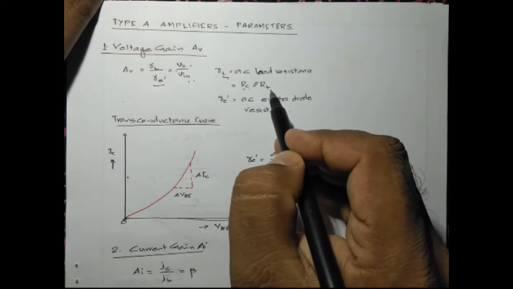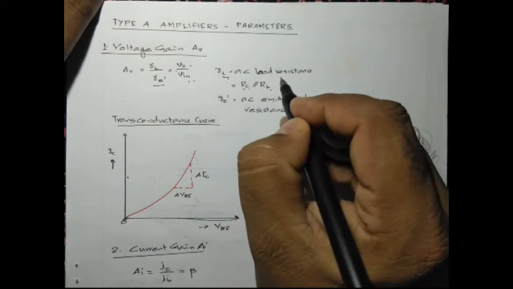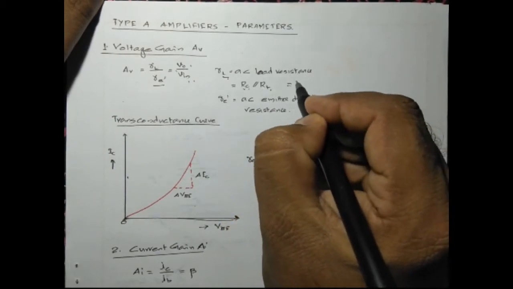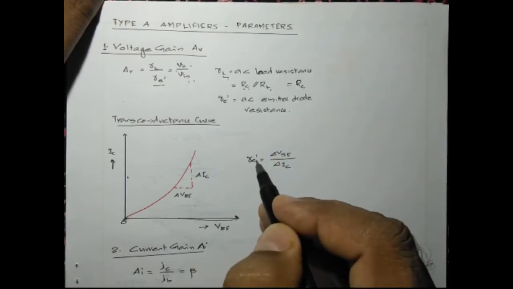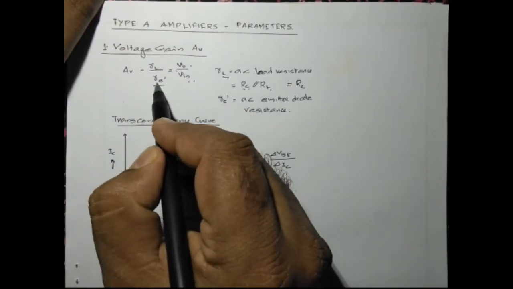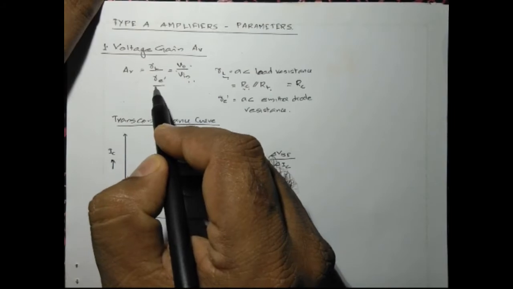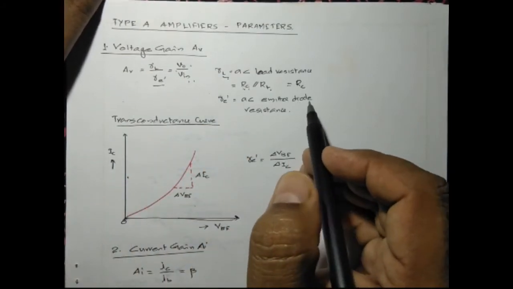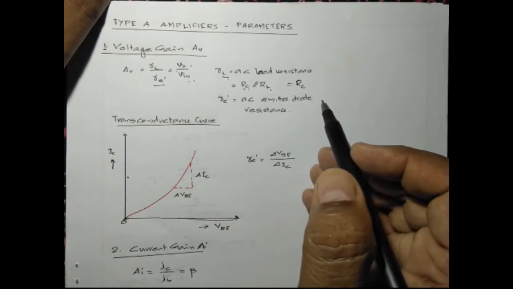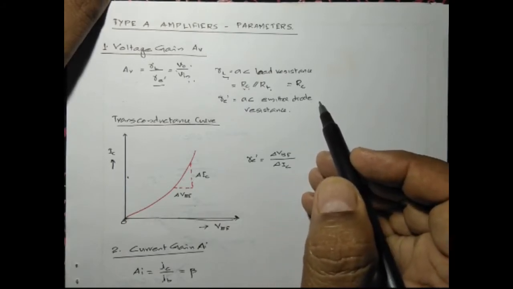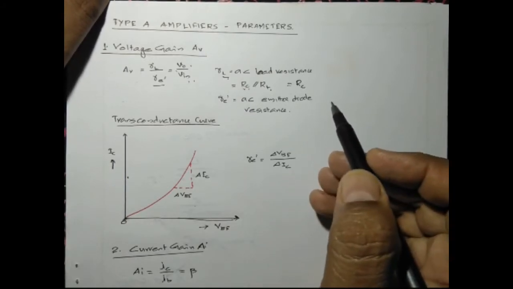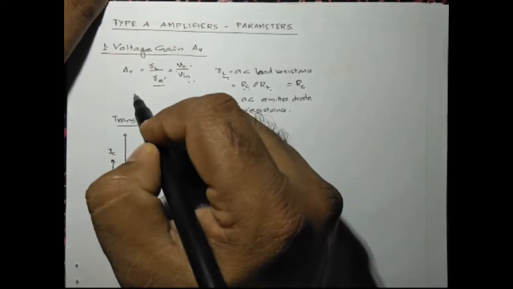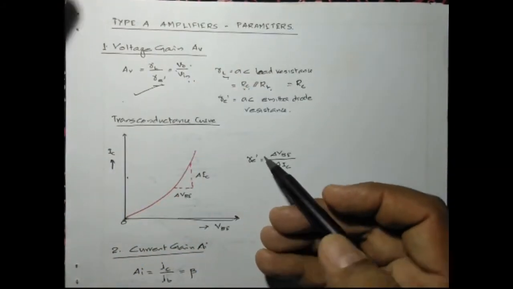If RL is absent, then we can say that this is equal to RC. And RE prime is the AC emitter diode resistance, or the resistance which is seen by the AC input signal in the base emitter region. So this is the first parameter, the voltage gain.